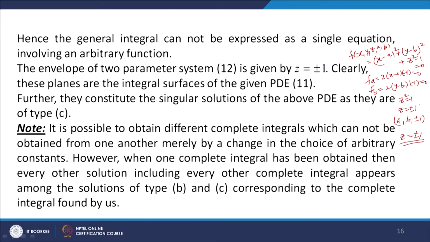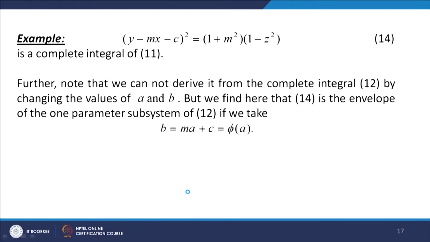Now, it is possible to obtain different complete integrals which cannot be obtained from one another merely by a change in the choice of arbitrary constants. However, once one complete integral has been obtained, then every other solution, including every other complete integral, appears among the solutions of the type B and C corresponding to the complete integral found by us. Let us see how it happens.